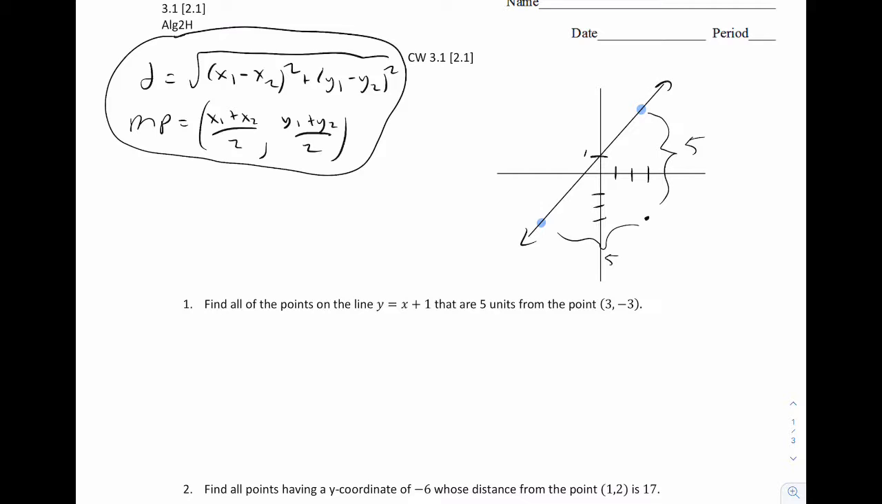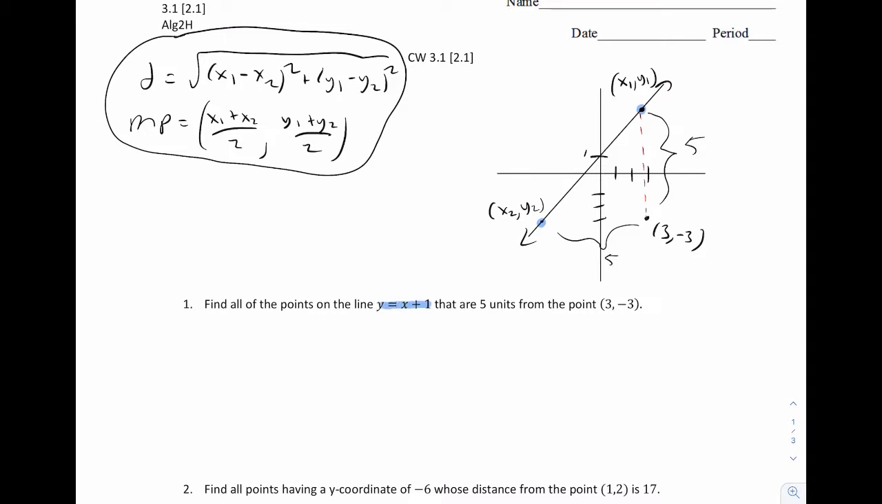We're trying to figure out, well, how do we do that? So we have this point is 3, negative 3. And let's just call this point generically x1, y1. This one can be x2, y2, because we have no idea what they are. Now the problem is, if we try to do the distance formula with these, we have 2 variables, right? And that's not really going to do anything.